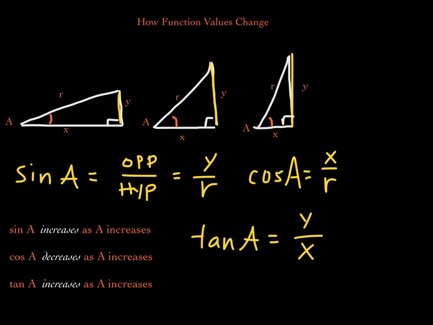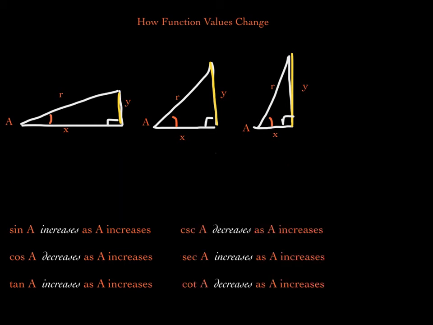So you can see sine is an increasing function. Sine of angle A will increase as angle A increases. Cosine of A decreases as angle A increases. And tangent of A increases as angle A increases. Now, a similar discussion will lead you to believe that cosecant of A decreases, secant of A increases, and cotangent of A decreases as angle A increases.